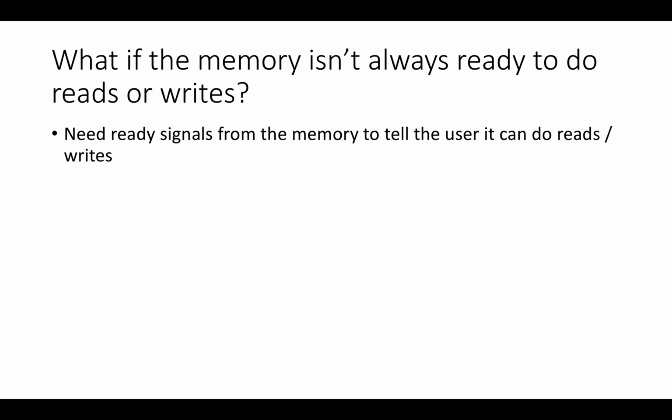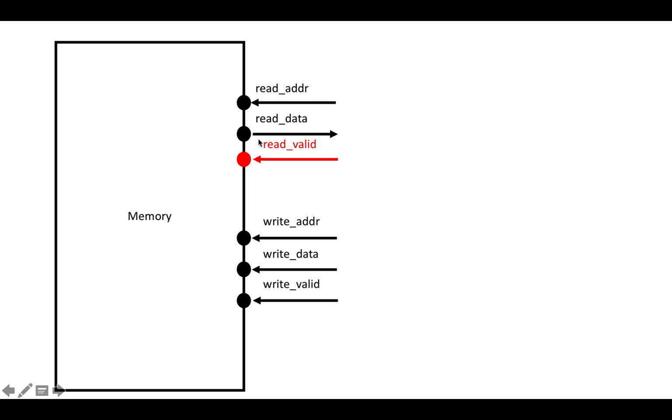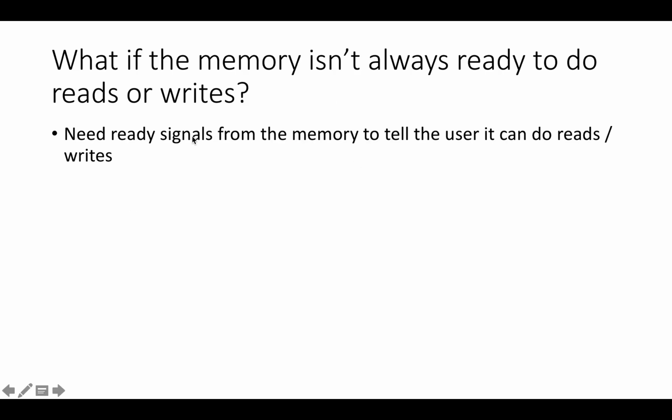Okay, now what if the memory isn't always ready to do reads or writes? One of the implicit assumptions in this memory design is the user says when they want to do reads and writes through this valid signal, but the memory is assumed to always be ready to do reads and writes. What if that's not always true? Maybe it can only service reads every so often, or secretly there's several other users using the memory, and so you need some information about when you're allowed to use the memory. So in that case, we actually need ready signals from the memory to tell the user that the memory is ready to accept reads and writes.